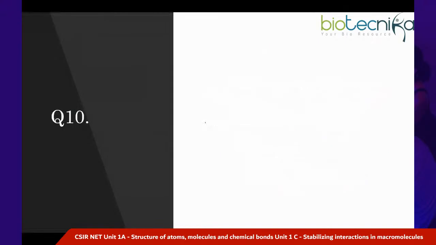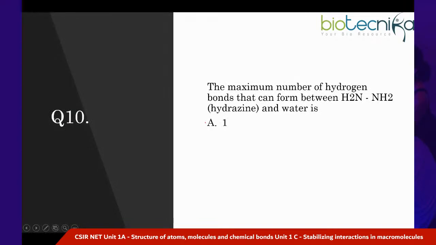So this last question: the maximum number of hydrogen bonds that can form between hydrazine, they've already given the formula, and water. Now you know for a hydrogen bond to form, as you can see, hydrogen bond questions have come a lot, you need a donor molecule and you need an acceptor molecule with a lone pair of electrons. So you have to figure out how many maximum hydrogen bonds can form in this molecule.